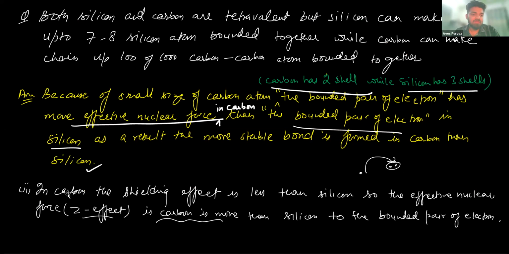Next is effective nuclear force. We call it Z effective in chemistry. Here it is written that in carbon the shielding effect is less than in silicon, or we can say that in carbon the shielding effect is poor. Instead of the word less, you can use poor. So the effective nuclear force, which is called Z effective, in carbon is more than in silicon for the bonded pair of electrons. Note it down.